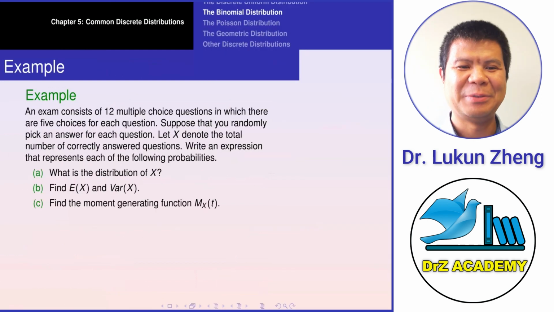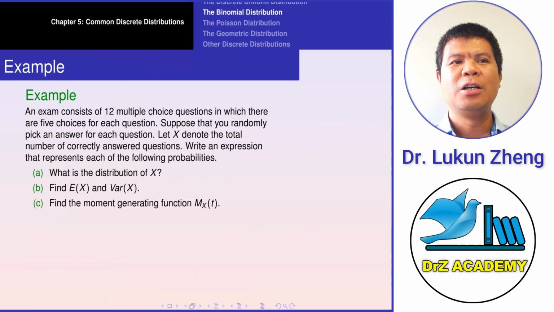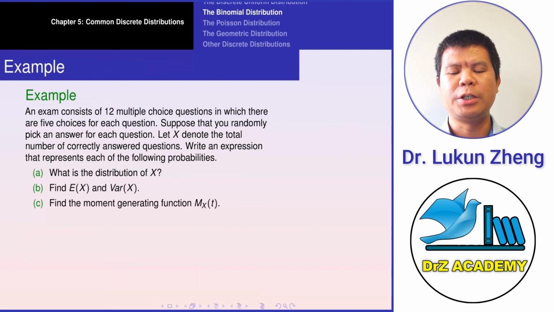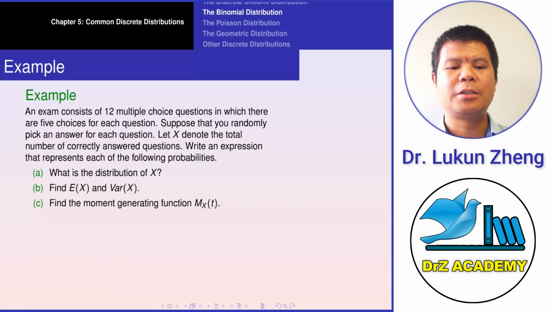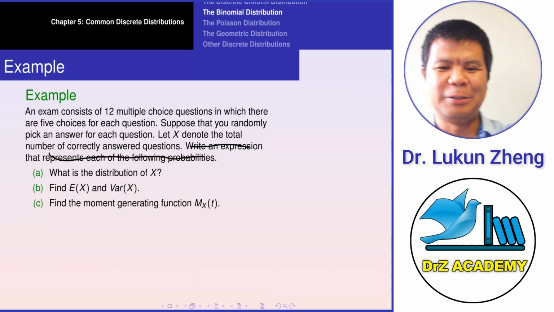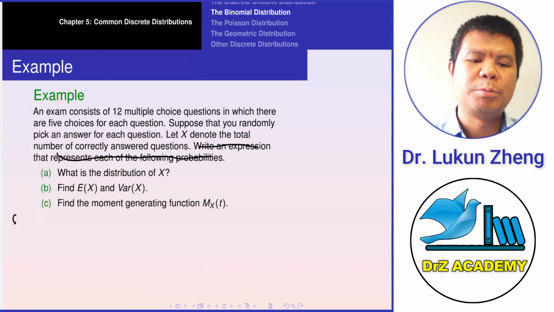Now let's consider this example. Say an exam consists of 12 multiple choice questions in which there are 5 choices for each question. Suppose that you randomly pick an answer for each question, and X denotes the total number of correctly answered questions. Write an expression that represents each of the following probabilities. Firstly, what is the distribution of X? Find the expectation, the variance, and the moment generating function. All right, so let's just do this one. Firstly, what is the distribution of X?